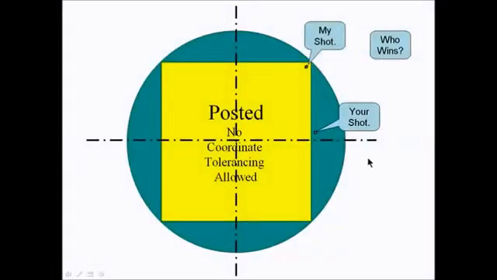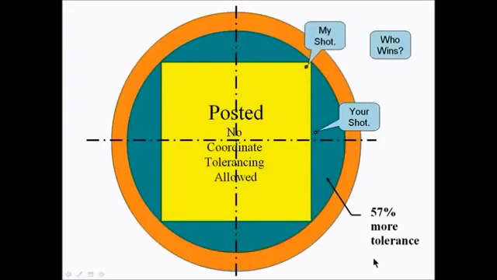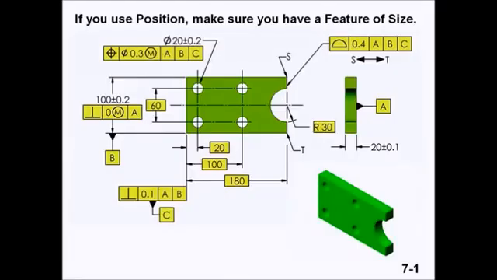Then explain that the position tolerance gives you a cylindrical zone, and there is a 57% increase in tolerance. And if they use the MMC or LMC modifier, you get even more tolerance.